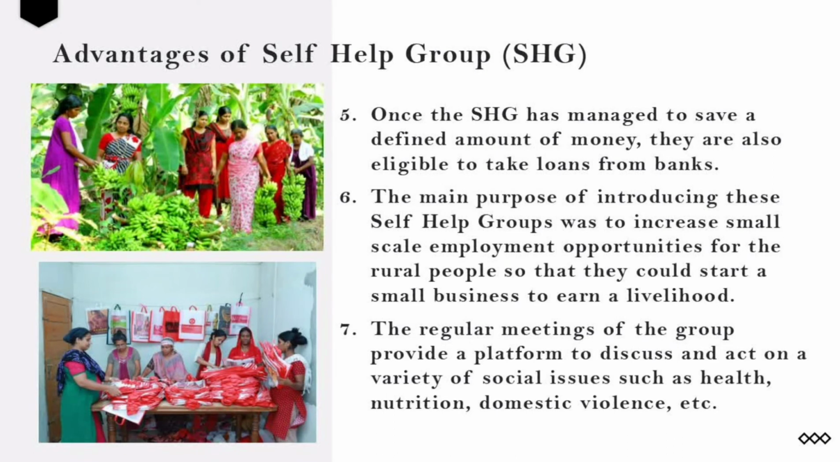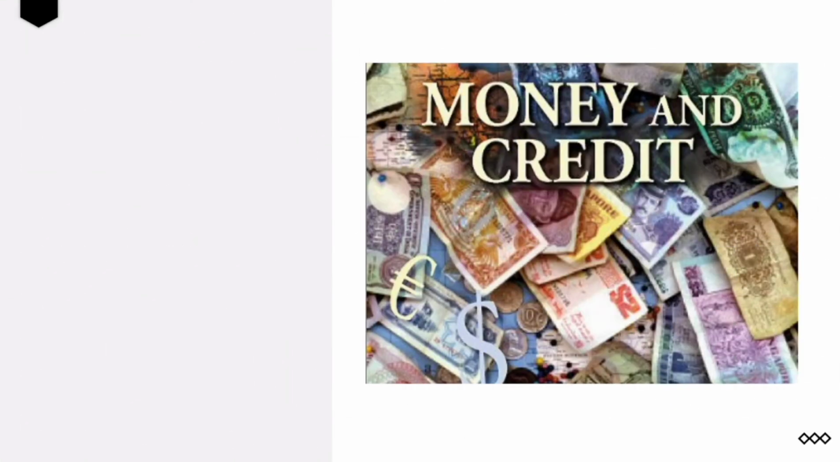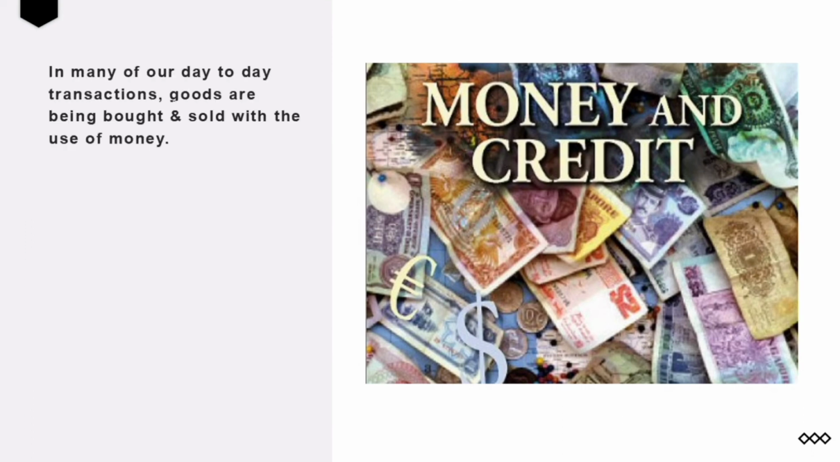The regular meetings of the group provide a platform to discuss and act on a variety of social issues such as health, nutrition, domestic violence, etc. So it is not only a platform for becoming self-independent or for financial stability, but also for discussing all kinds of social problems the women and the poor people are facing.